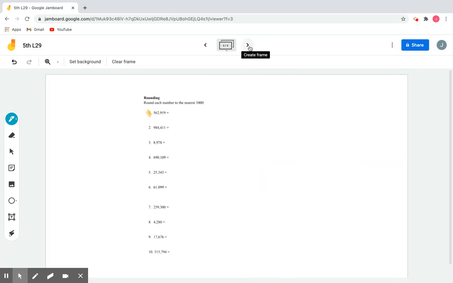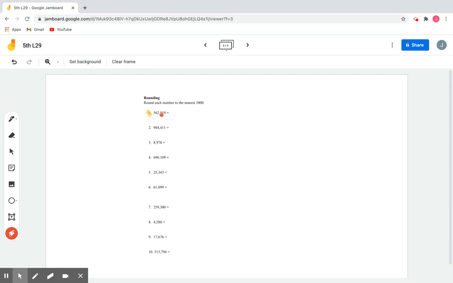And now we have the last part, which is rounding. So we should round each number to the nearest 1000. So we're going to work on number 1, and we have 562,919. And we should round the number to the nearest 1000. So the 2 here is in the thousands place. So in order to round to the nearest 1000, we should look at the number in the hundreds place, and it is 9 for this problem.